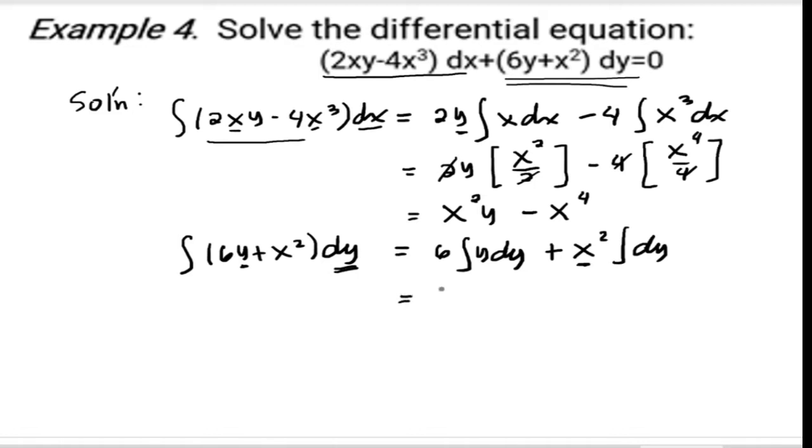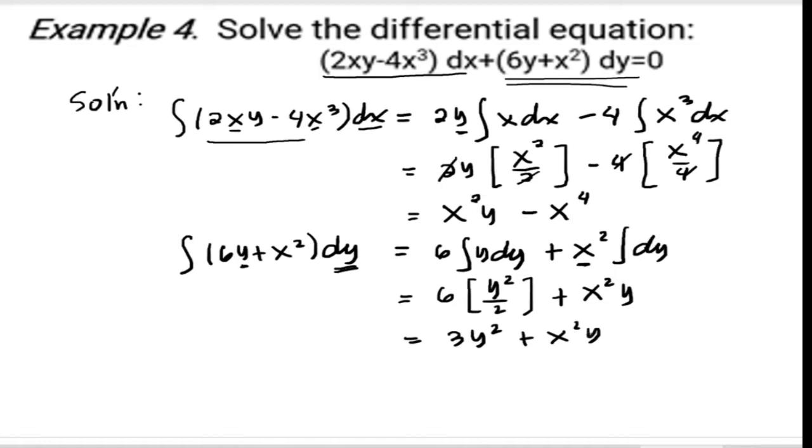So you have here 6, then we have y squared over 2, plus the constant x squared. Integral of dy is y. Then 6 divided by 2 is 3. Then 3y squared plus x squared y. And this is now the answer for our second term.